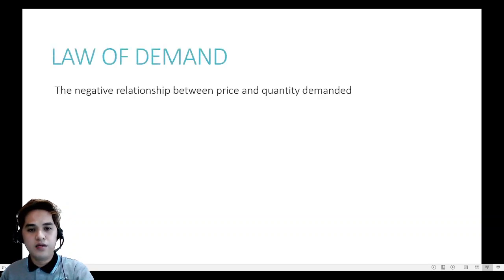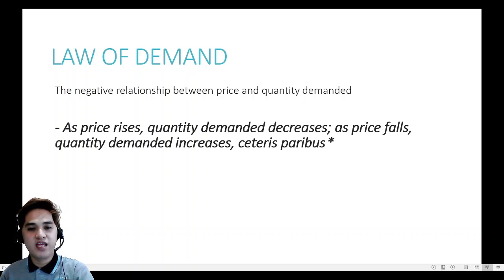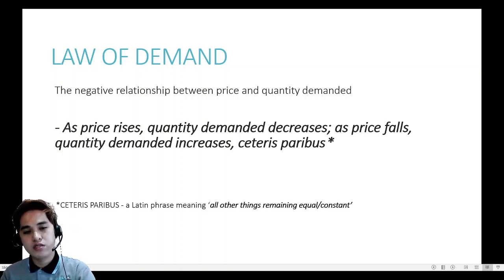So the law of demand shows the negative relationship between price and quantity demanded. As the price rises, quantity demanded decreases. As the price falls, quantity demanded increases. Ceteris paribus, just for information, is a popular economic term, a Latin phrase meaning all other things remain equal or constant, because there are many factors affecting demand, not only the price. So that's why we put ceteris paribus, so we can avoid other factors in the environment affecting the behavior.